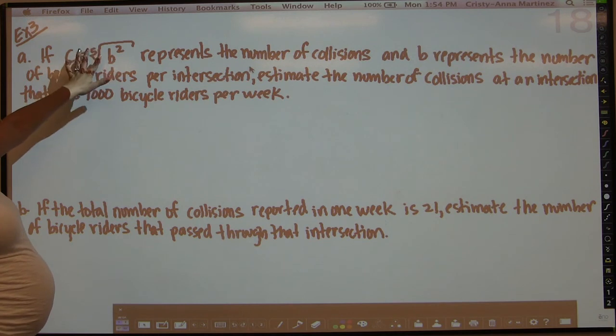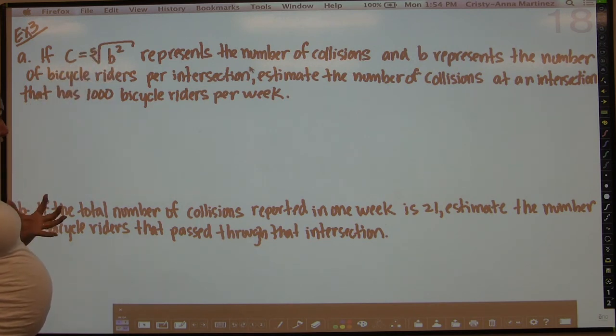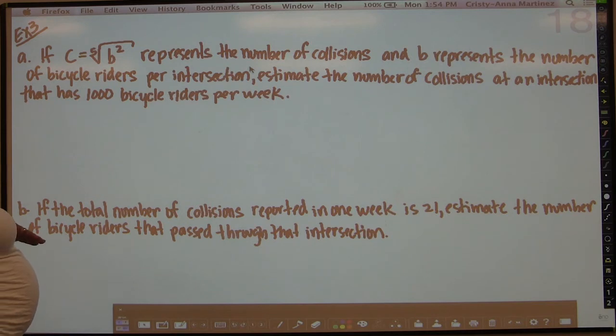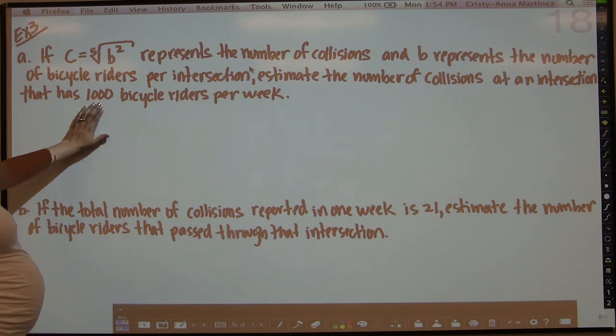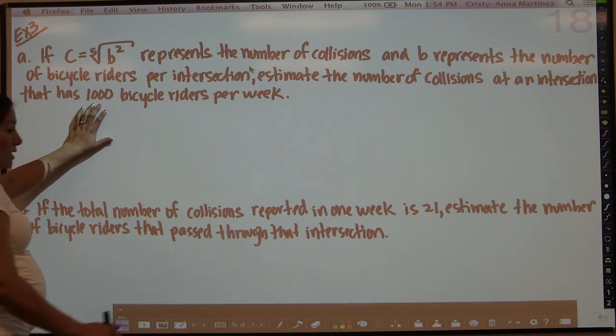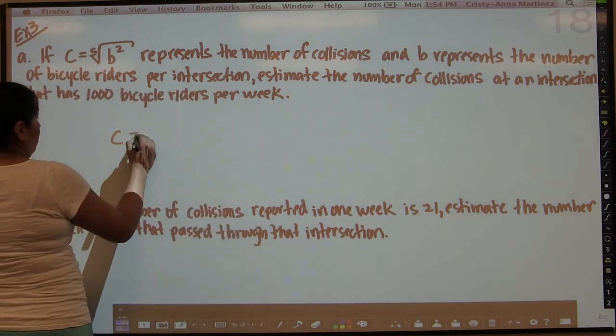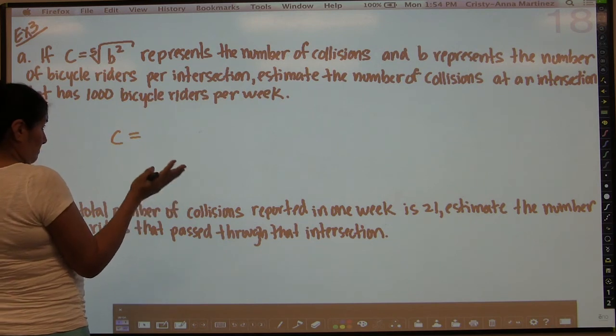If this equation represents the number of collisions and b represents the number of bicycle riders per intersection, estimate the number of collisions at an intersection that has 1,000 bicycle riders per week. So basically the c represents the number of collisions and b represents the number of bicycle riders. And they're telling us that b is 1,000 bicycle riders. So what's going to happen is, I'm going to try to solve for c. I want to find out how many collisions.